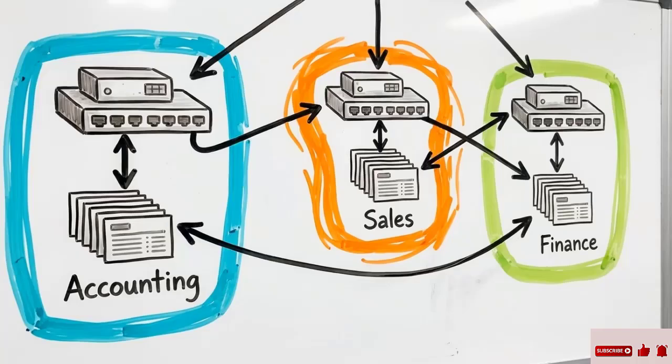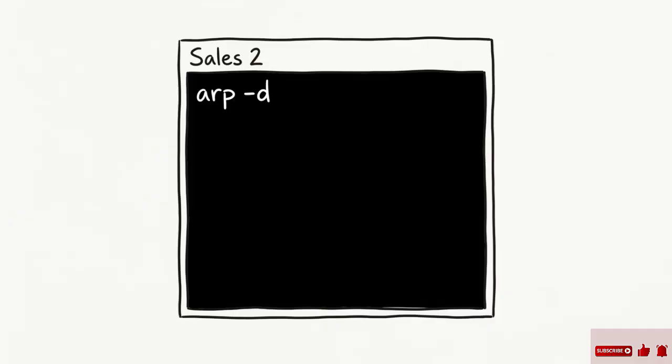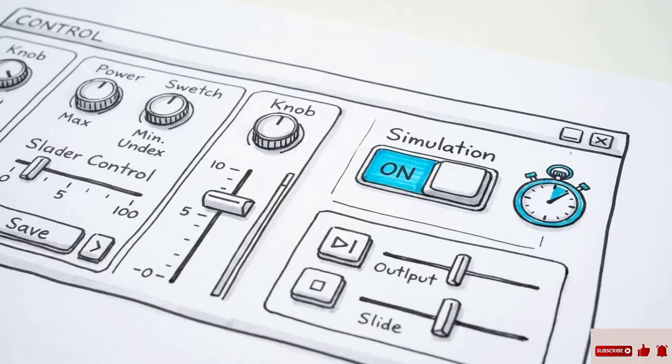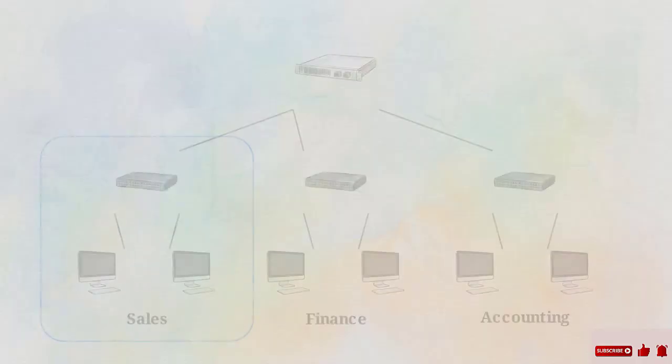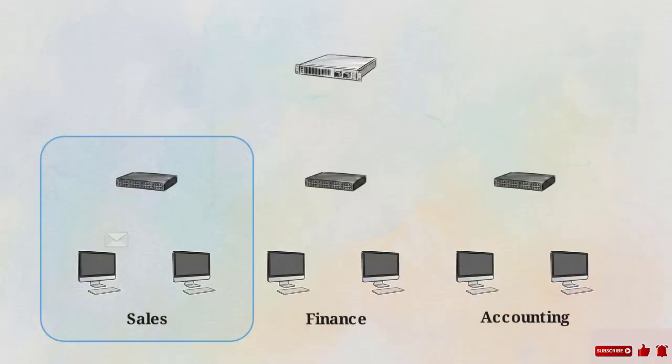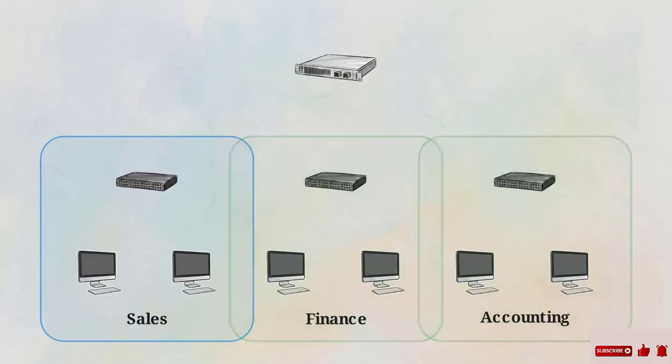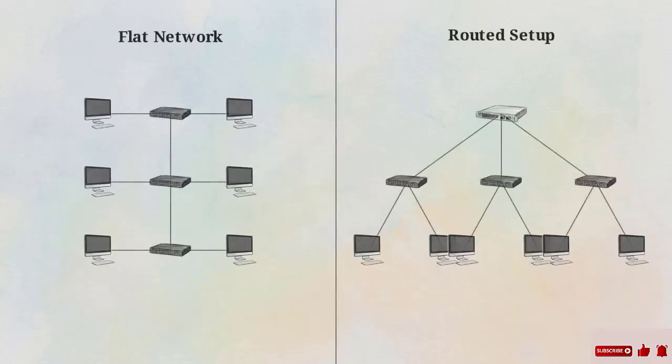Let's test if our isolation worked. Go back to Sales2 and run the arp -d command one more time to empty the cache. Switch the workspace back over to simulation mode so we can track the traffic. Ping Sales1 from Sales2, exactly like we did earlier, and hit Capture then Forward. Watch the ARP request flow this time. It hits the sales switch and only copies to local computers within that subnet. One copy travels up to the edge router. Since routers do not forward broadcasts, it drops immediately, protecting accounting and finance.